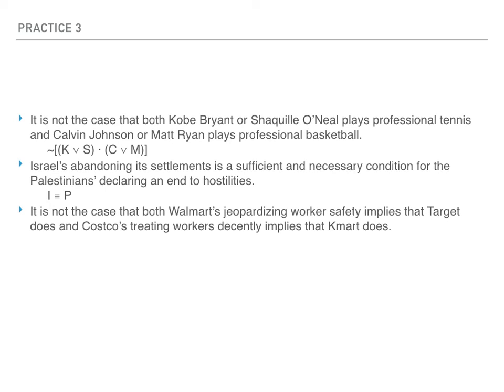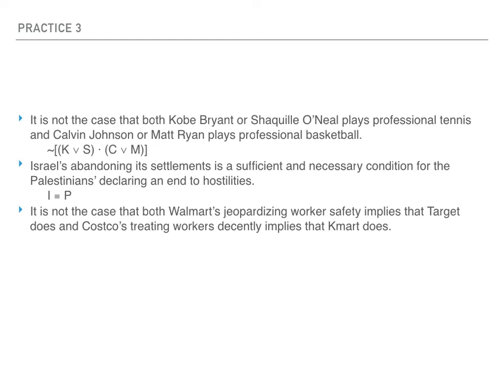It is not the case that both Walmart's jeopardizing worker safety implies that Target does, and Costco's treating workers decently implies that Kmart does. Okay, so again, this is one of those sentences where if there were a comma, we would treat it differently. So after "Target does," if there were a comma, we would think the dot was the main operator. But this is sort of like the first example, it looks like, where it is not the case that both, except for instead of wedges inside, it looks like horseshoes because of the words "implies" right there.